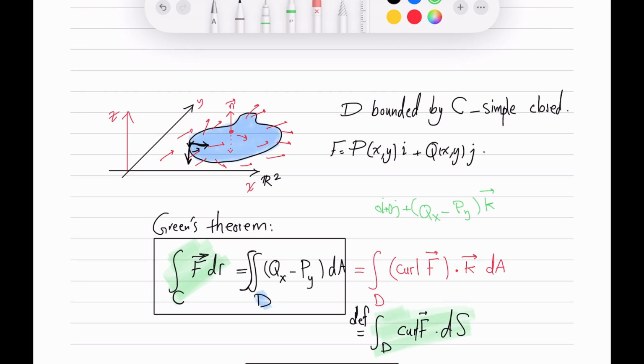of the curl. Integrating a vector field along the boundary of a surface is equal to integrating its curl over the surface itself. And that is the claim of Stokes' theorem, that this holds in much more general surfaces, not just the flat ones here. So Green's theorem is a very special case of Stokes' theorem.